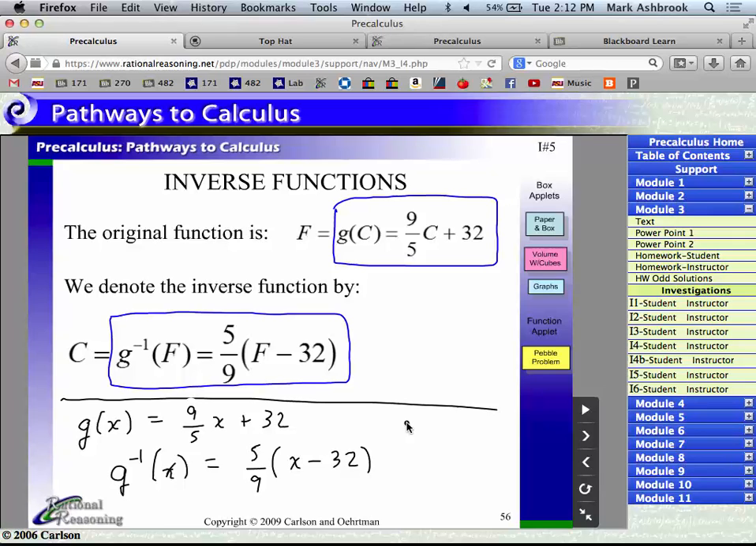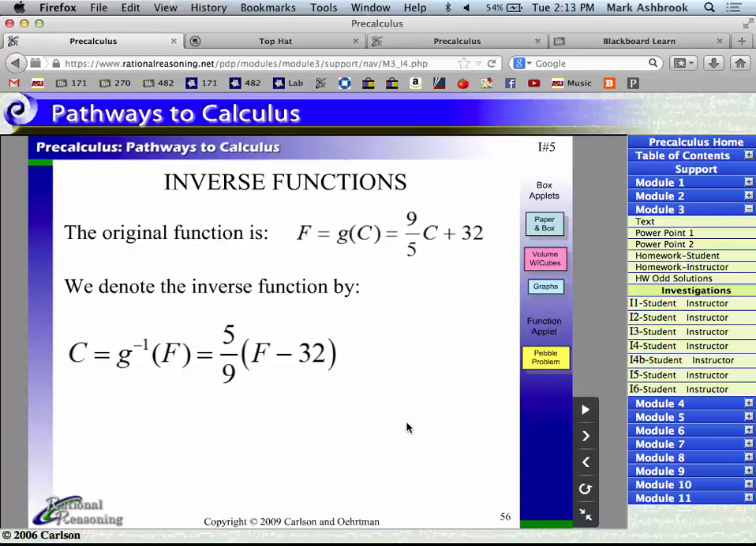Okay, so x is a placeholder for input often. So you have to know what that quantity is. It's going to change between the function and its inverse. So here x means Celsius, here x means Fahrenheit. Okay, does that make sense?